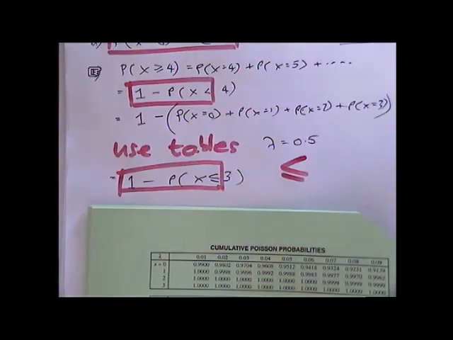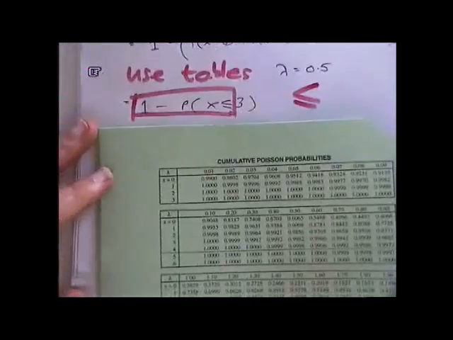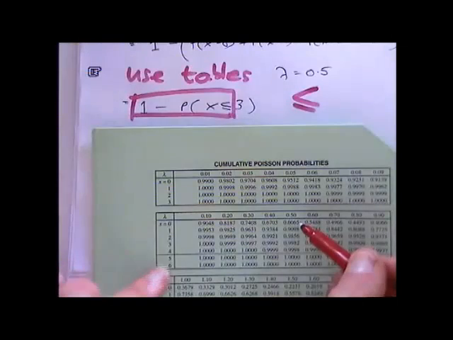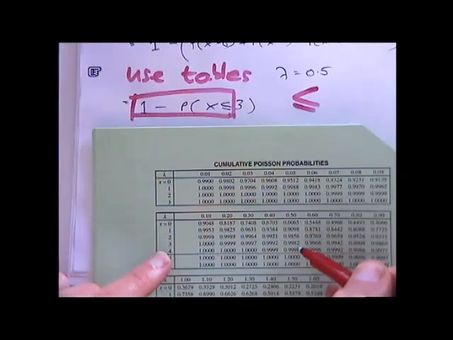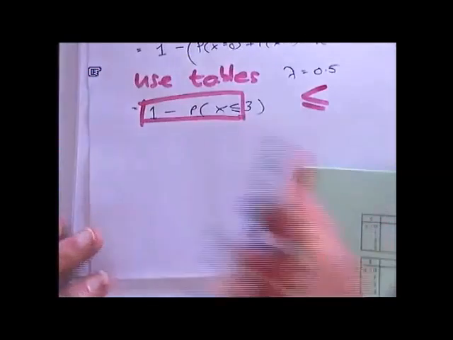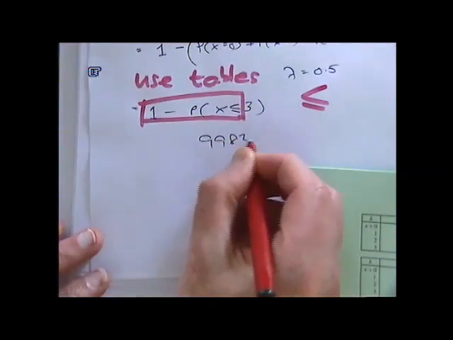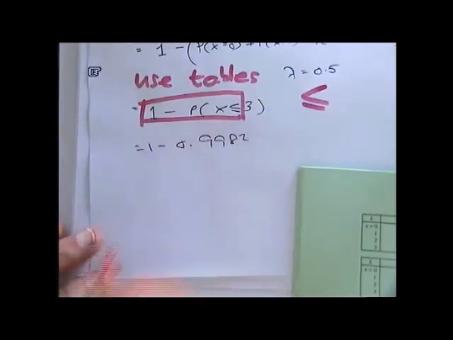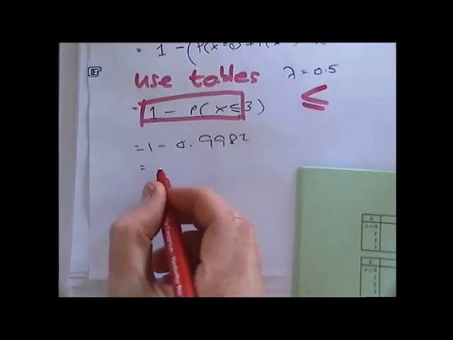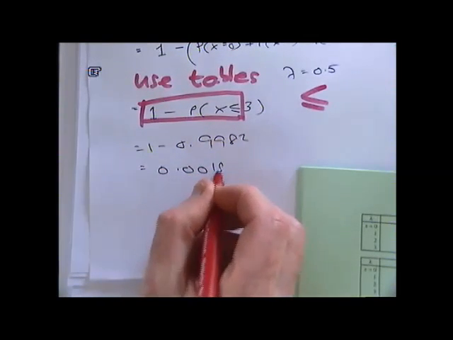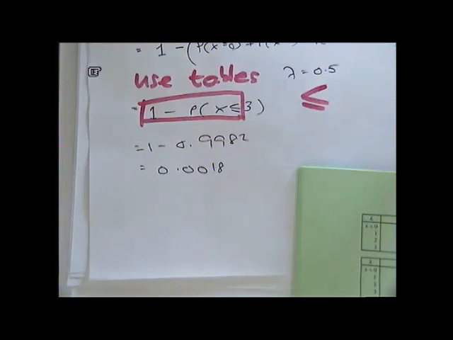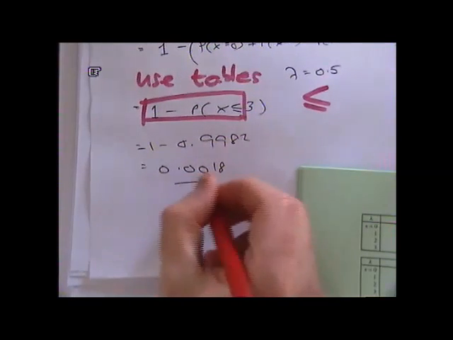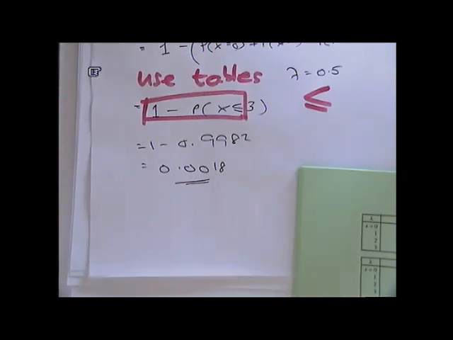So if we find lambda is 0.5, which is here, go down to the row with a 3 on it, and I'm reading off 0.9982. So that should be the sum that we are doing, and if you do that sum, you get an answer of 0.0018. Okay, which is the answer to that question. Okay, so there are tables here.